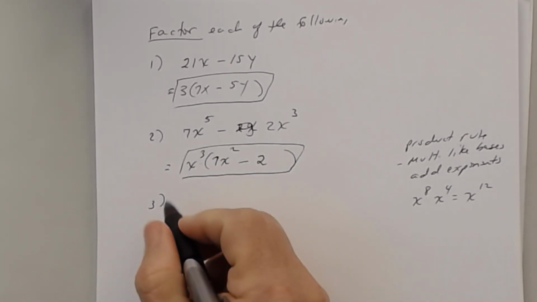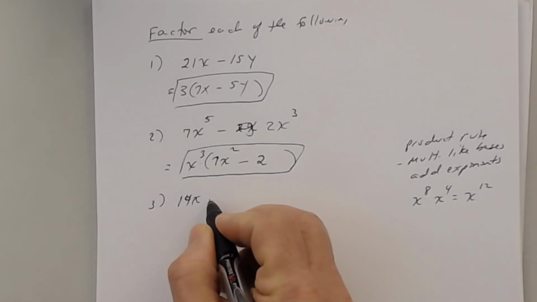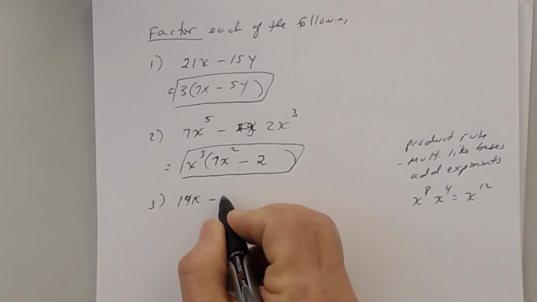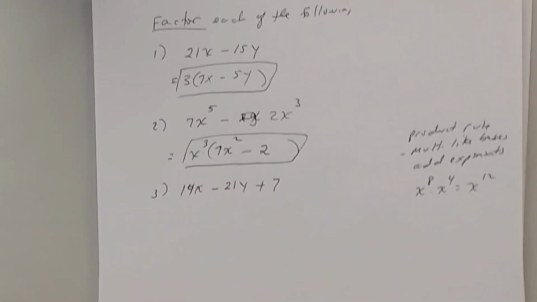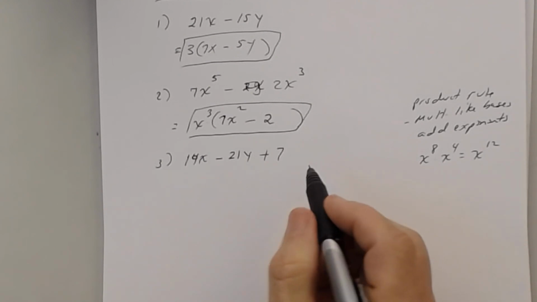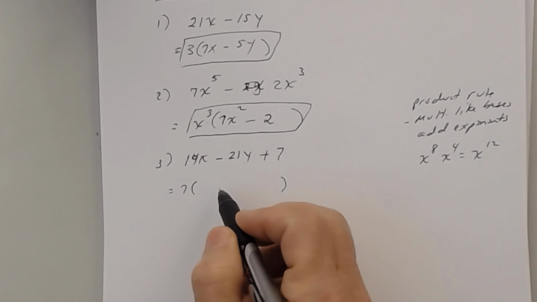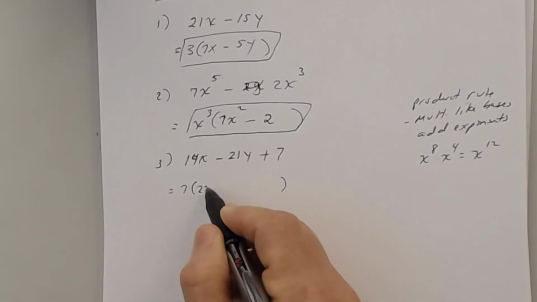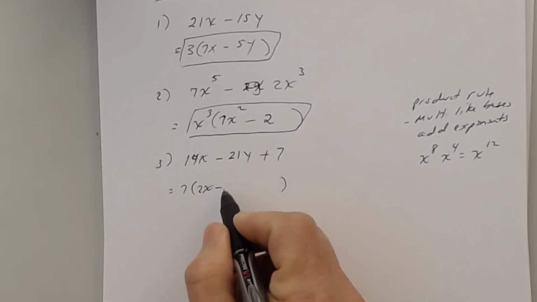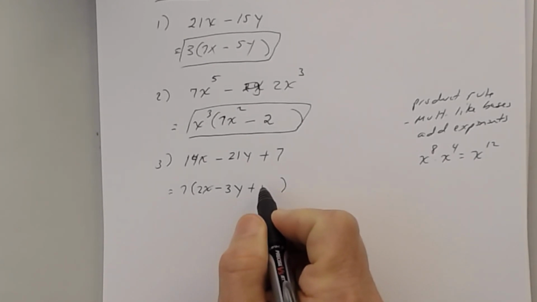Number 3. All right, so what is number 3? You had, let's say, 14x minus 21y plus 7. What's the GCF? 7. So it'll be 7 times. All right, what polynomial will be inside that parenthesis? 7 times what is 14x? 2x. Minus 7 times what's 21y? 3y, and then plus what? 7 times 7 is not 7.